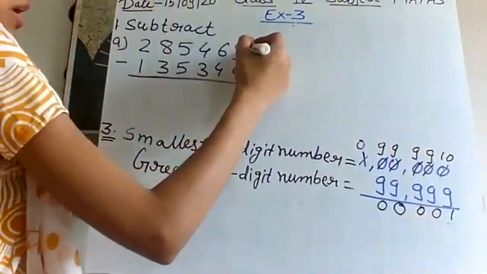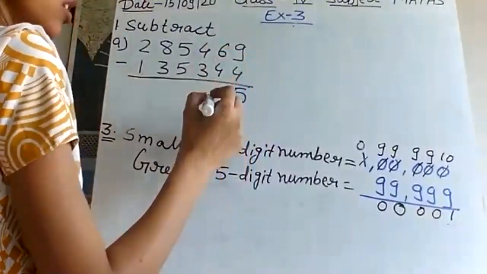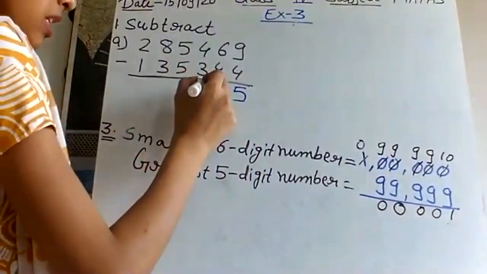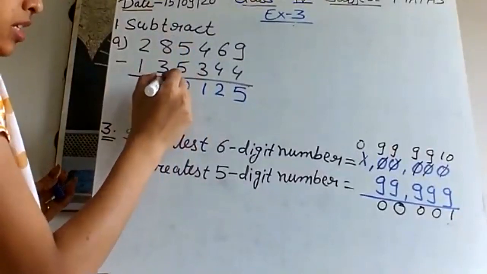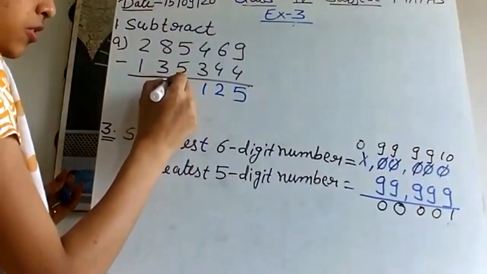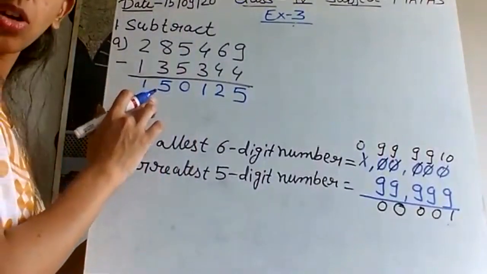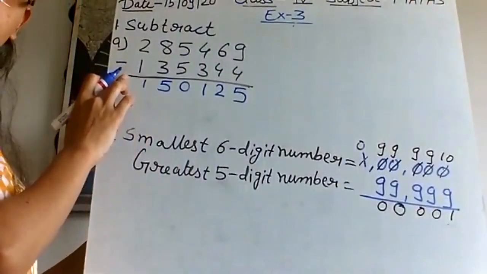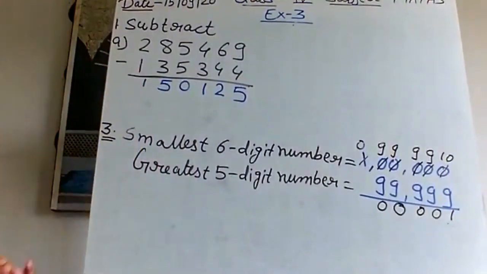So 9 minus 4 is 5. 6 minus 4 is 2. 4 minus 3 is 1. 5 minus 5 is 0. 8 minus 3 is 5. 2 minus 1 is 1. First, write this down in your book. If you have a book, write this down in your book. After the class, write this down in your copy.